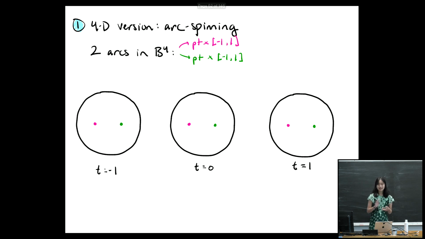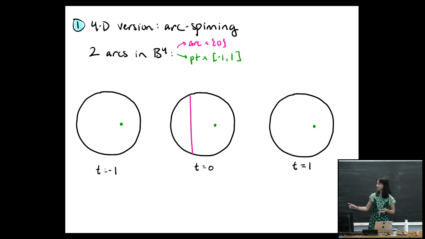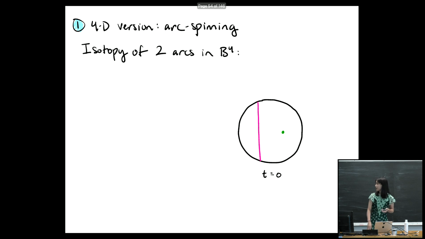OK, so I'll play the same game as point pushing. So I'll just write down some isotopy of these arcs in B4 and then extend to get a diffeomorphism. So first I'll draw my arcs a bit differently. Maybe I'll rotate my pink arc, so now it lives entirely in my time 0 B3. By the way, these are B3s, not D2s. So what's the isotopy? Well, I'll just take my pink arc and sweep it around the green point. So that's going to look something like this.